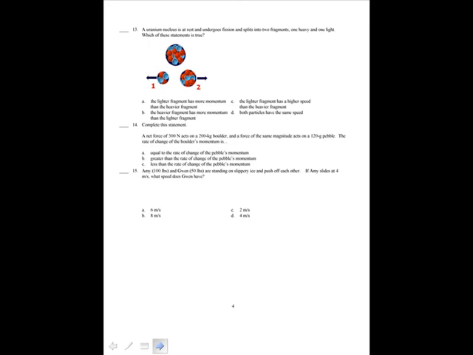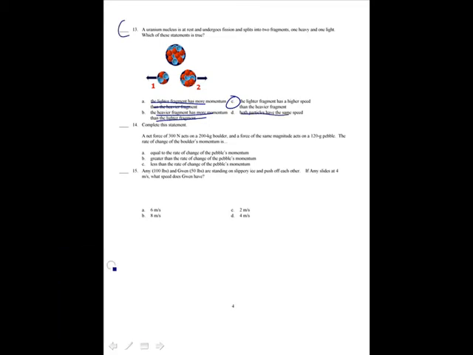Uranium nucleus is at rest, it undergoes fission, and splits into two fragments, one heavy and one light. Which of these statements is true? Alright, let's just look at them. The lighter fragment has more momentum. That's not true. They both have the same momentum. The heavier fragment has more momentum. That's not true. The lighter fragment has a higher speed. It has the same momentum, but a much smaller mass, so that means that it has a higher speed.